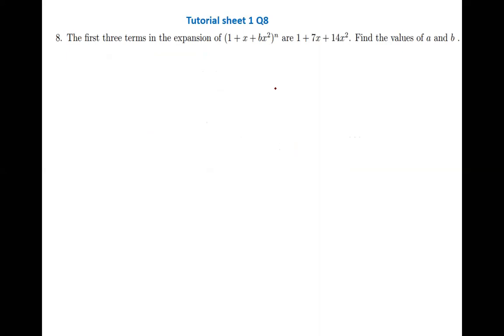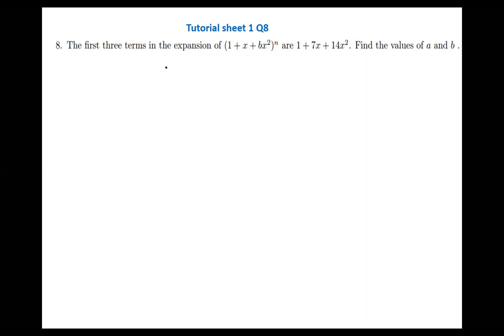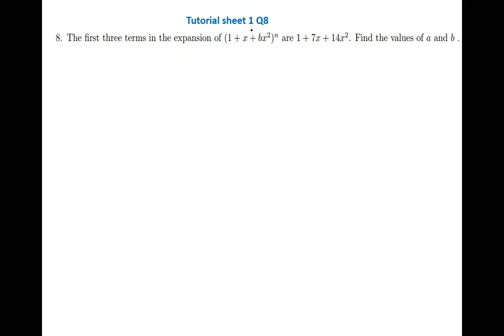This is question 8 from tutorial sheet 1. So you also have to work it out the same way we've been doing these previous questions. Since we know that there's a 1 here, it simply means that there's a high chance for us to use the extension formula of binomial theorem.